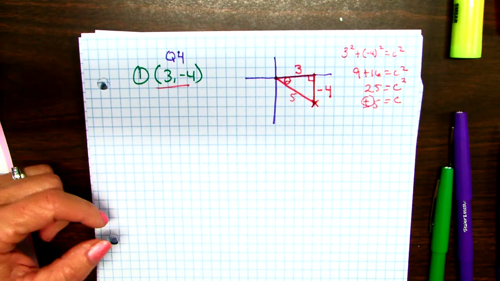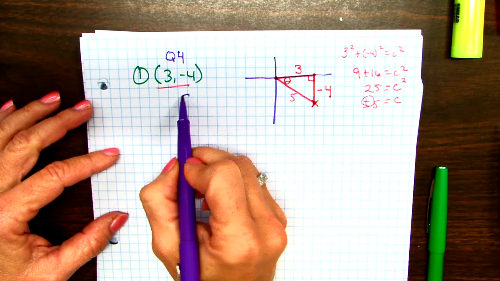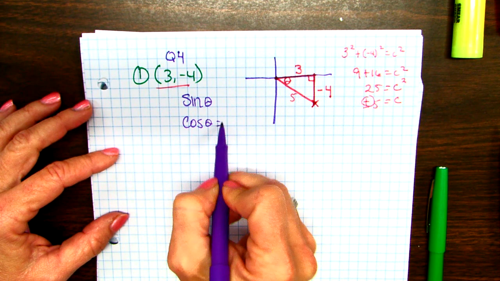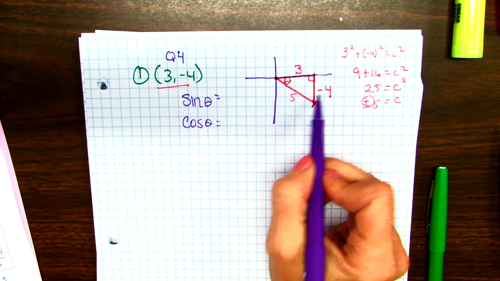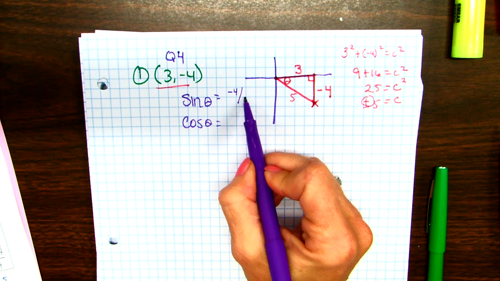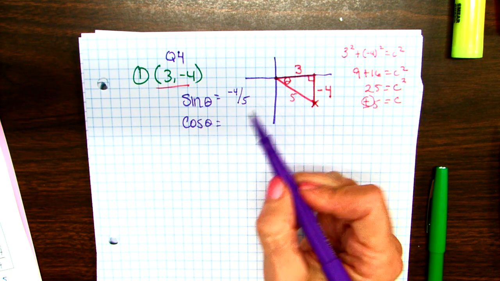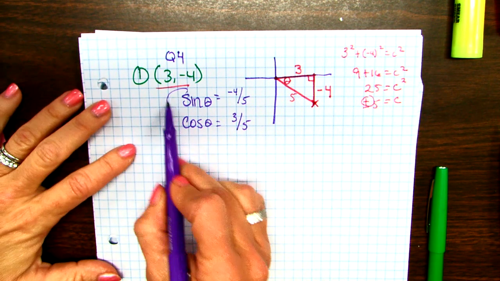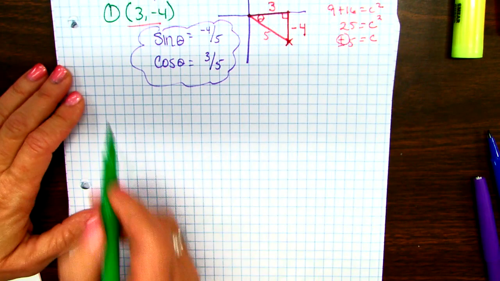Hypotenuse is always positive. Okay? And it doesn't matter which order you write these. You can put cosine first or sine first. Just make sure you know the difference. So sine is opposite over hypotenuse. If you can simplify the fraction, you would, but we can't, so we won't. And cosine is adjacent over hypotenuse. That's it.